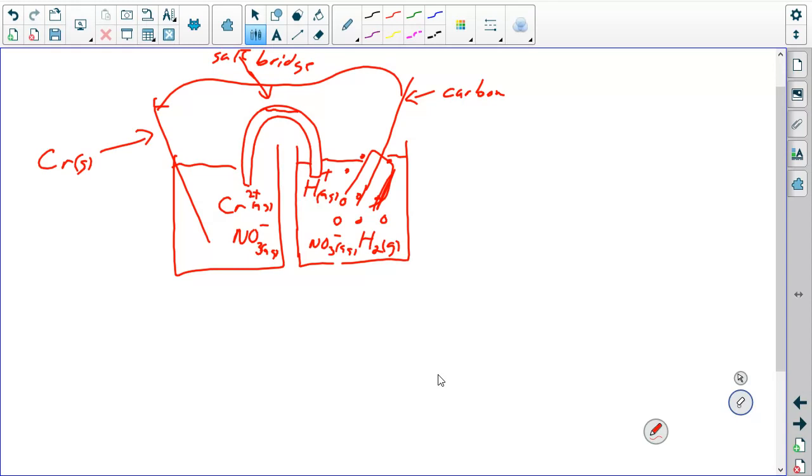Yeah. Yes. So if you had H on the left-hand, right-hand side, you would have H2, H plus, and NO3 negative.